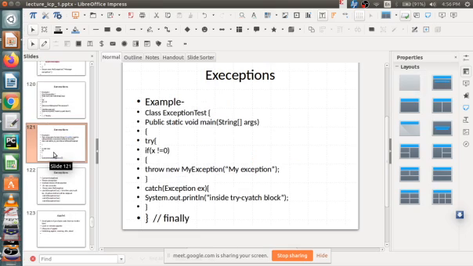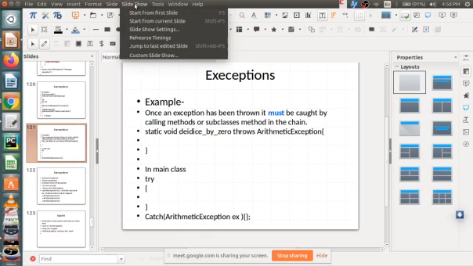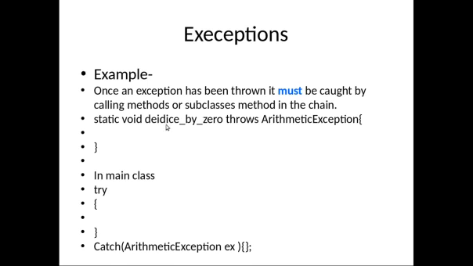We have seen this example. So this is the concept. Once an exception has been thrown, it must be caught by a calling method or a method in the chain. In the chain, you are calling a method inside another method. So that is a method chain. The calling method, the method which is calling another method, must handle that exception. We have already discussed that.